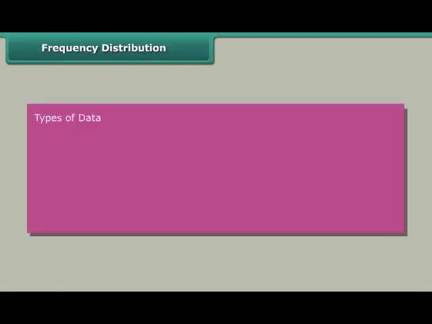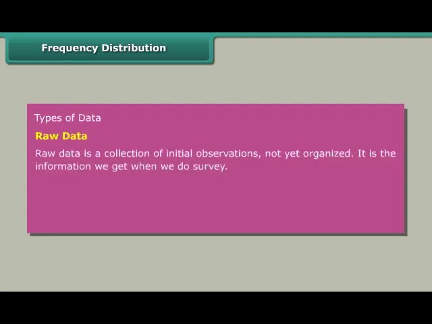We can compare two sets of data using this double bar graph. Frequency distribution. Types of data. Raw data. Raw data is a collection of initial observations not yet organized. It is the information we get when we do survey. It can be classified into two types: discrete data, continuous data.